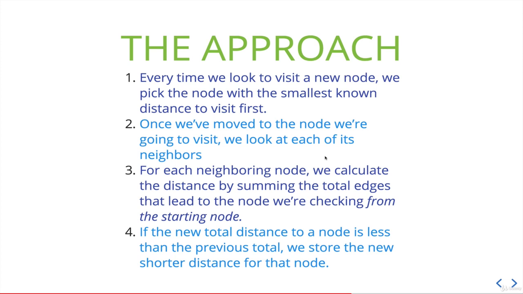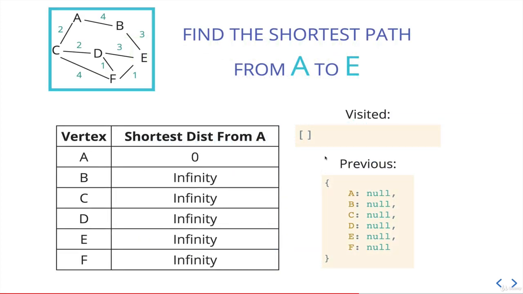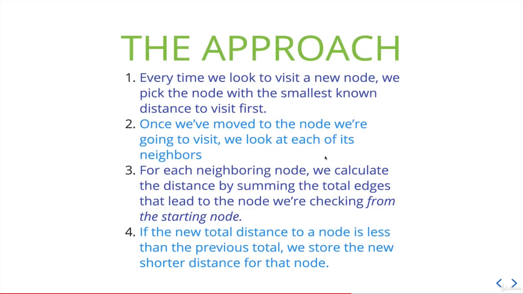Then once we move to that node, we look at each of its neighbors, and then for each one of its neighbors, we sum the distance from A to that neighbor. And if it's smaller than what we currently know about, if it's a smaller distance, then we update our file, essentially. This is a lot to talk about without showing you, so I have a bunch of diagrams like this we'll get to in just a moment. But those are the steps.